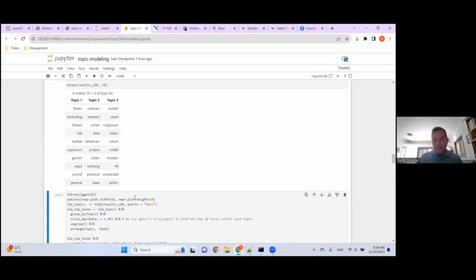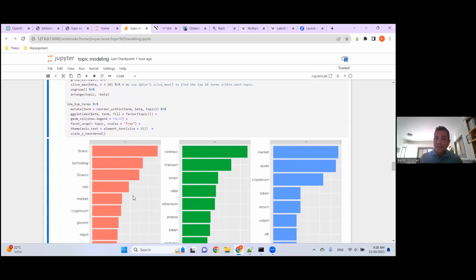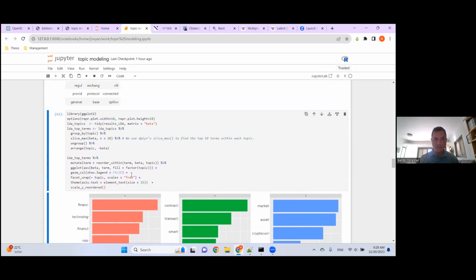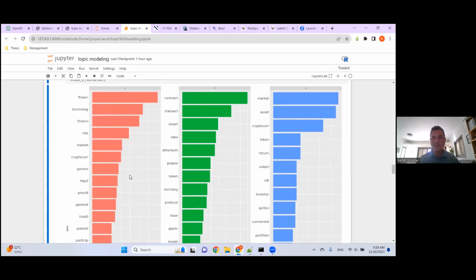So this is the same list, but what the LDA gives you is also a statistic value or score for the relevance of each word inside each topic. So you can see, for example, that risk is not as important as technology or financial. So it's also important to see this relation.